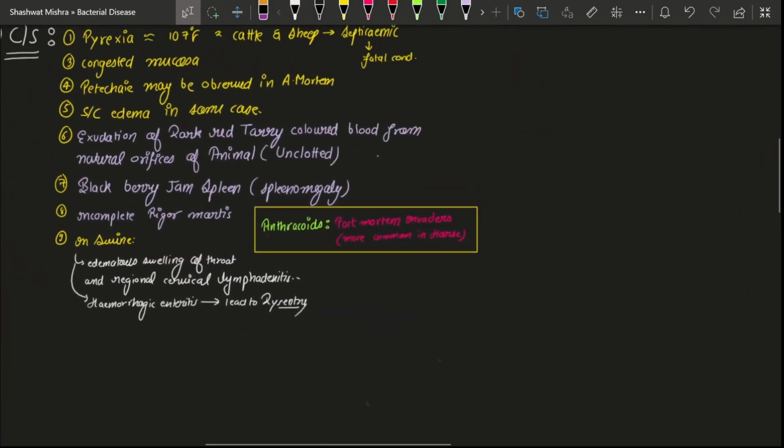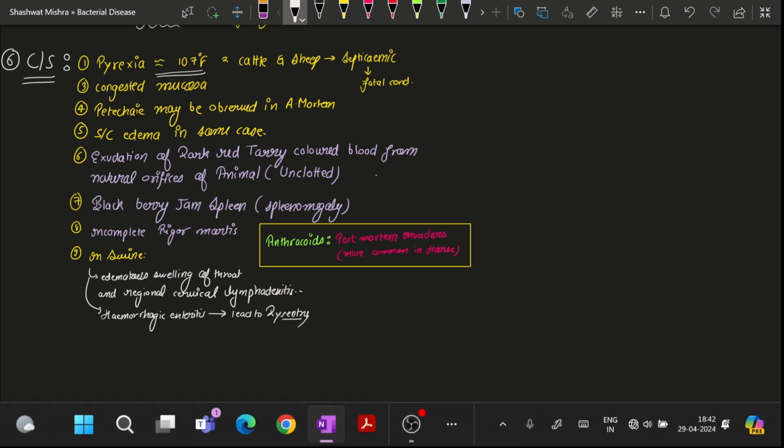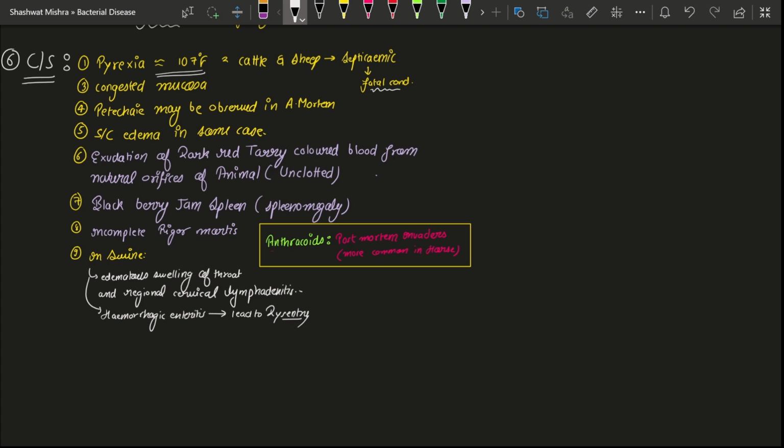Moving towards the clinical signs. Obviously, whenever there is a disease there is pyrexia. In the case of cattle and sheep, it causes a fatal condition, because as I mentioned earlier, Bacillus anthracis has a higher susceptibility towards the ruminants. There would be congested mucosa. Petechiae may be observed in the antemortem of the particular animal. Subcutaneous edema, as I mentioned earlier, due to the edema factor, we can see.